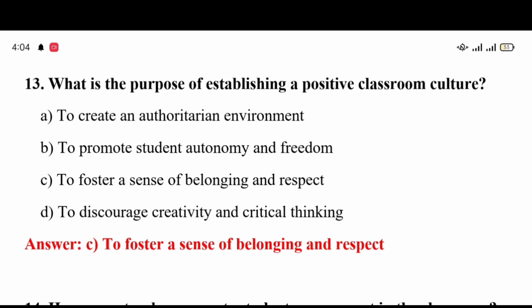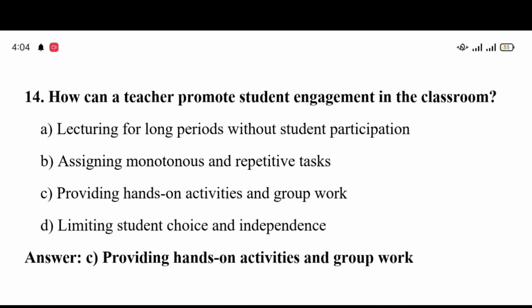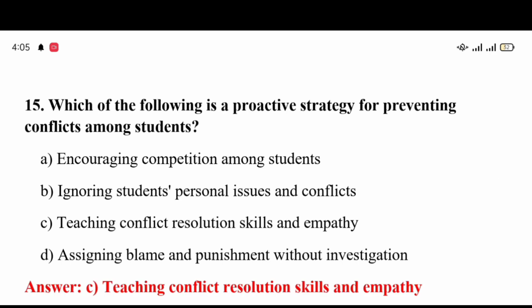Question number 13. What is the purpose of establishing a positive classroom culture? Answer: to foster a sense of belonging and respect. Question number 14. How can a teacher promote student engagement in the classroom? Answer: providing hands-on activities and group work. Question number 15. Which of the following is a proactive strategy for preventing conflicts among students? Answer: teaching conflict resolution skills and empathy.